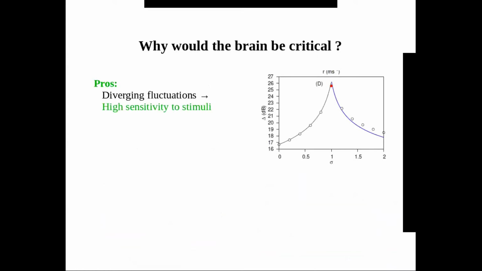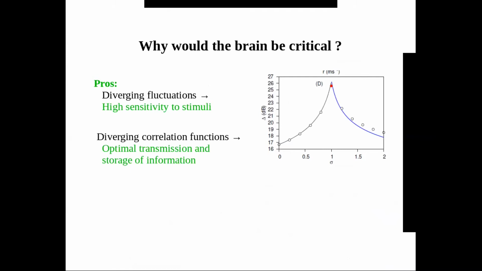So the next question is, why would the brain be critical? There are some advantages, because due to the criticality and the diverging fluctuations, there is a high sensitivity to stimuli, as can be shown on the plot. Furthermore, the diverging correlation functions cause optimal transmission and information storage properties for such systems. So you don't need two neurons hardwired, but due to the long-range correlations, very distant neurons can communicate due to this diverging criticality.